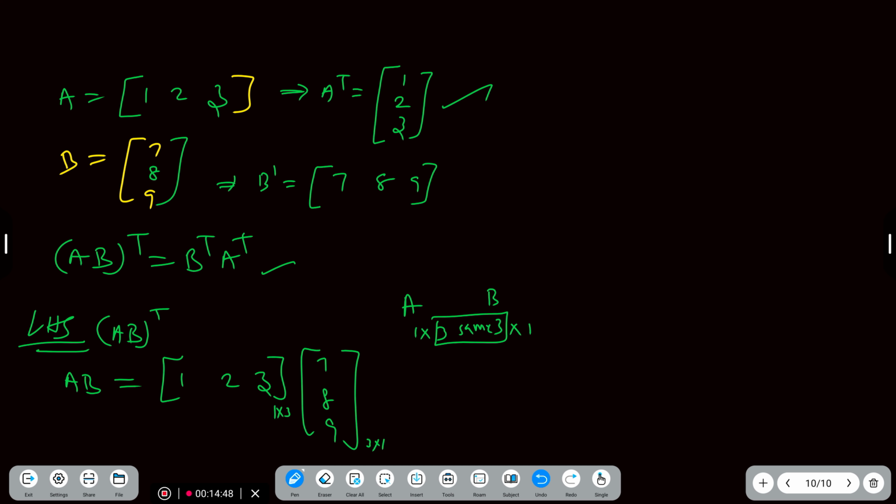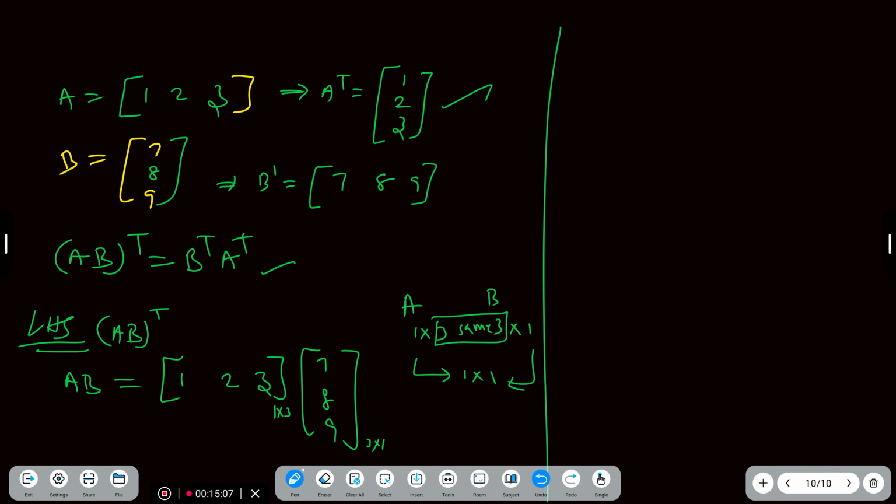Same means you will get a 1 by 1 matrix. 1 by 1 means one number. One number you are going to get as your answer. Shall we do this? Right, fine.